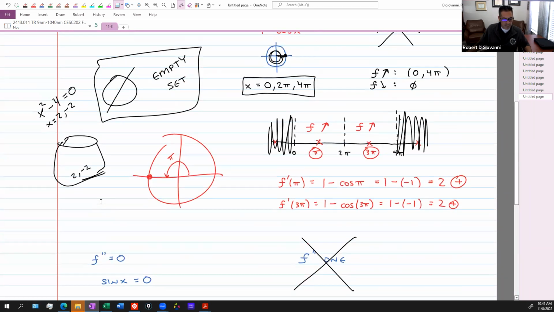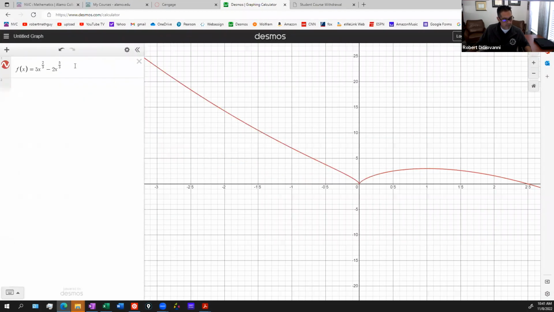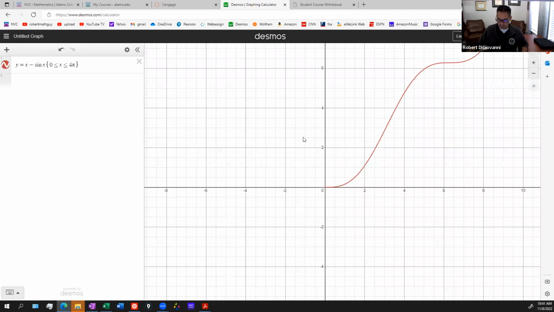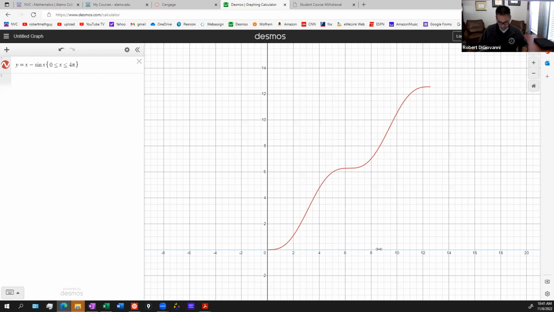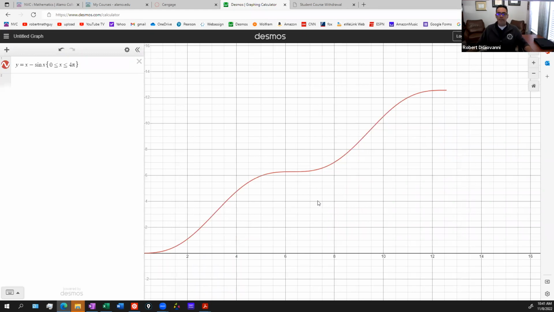I do want to show you the graph of this, x minus sine x. I just want to show you the graph so we can see it. If you got to go, you got to go. Y equals x minus sine x, but I want to restrict this between 0 less than or equal to x less than or equal to 4 pi. And let's go to a standard view here. Kind of cool. Yeah. That's the graph. Notice it's always increasing, right?